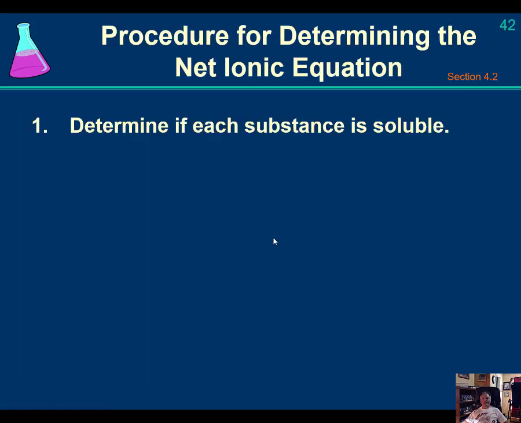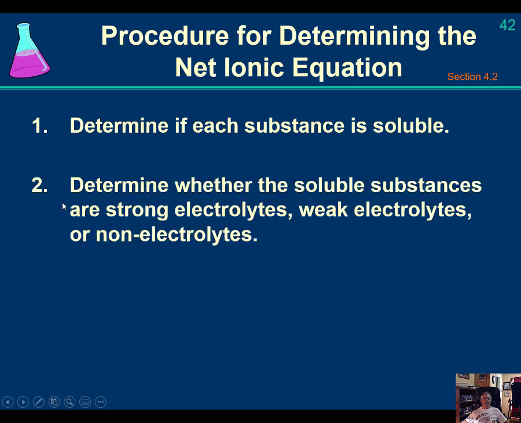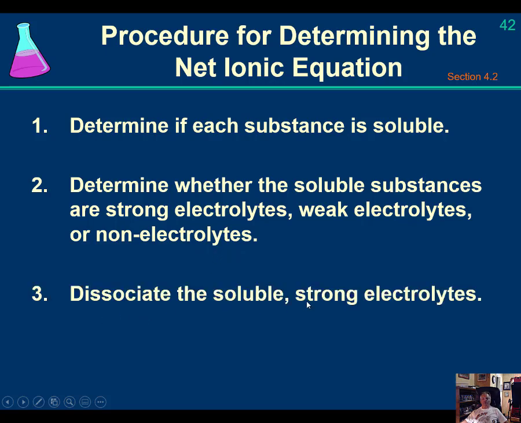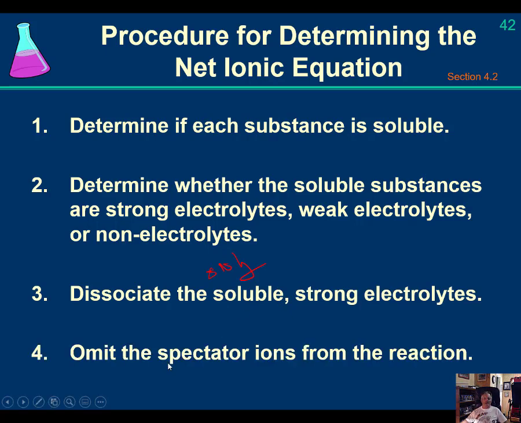Procedure for determining the net ionic equation. Determine if each substance is soluble. Determine whether the soluble substances are strong electrolytes, weak electrolytes, or non-electrolytes. Dissociate only soluble, strong electrolytes. Got to know your solubility rules. Omit the spectator ions from the reaction.